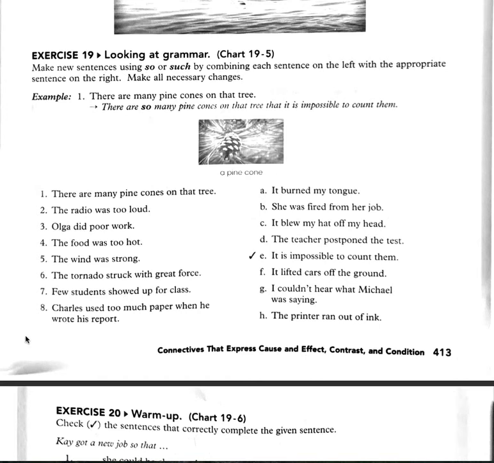And number 8. Charles used too much paper. Here's an expression of quantity. So you say, Charles used so much paper when he wrote his report that, letter H, the printer ran out of ink, lowercase t. So, Charles used so much paper when he wrote his report that, letter H, lowercase t, the printer ran out of ink.